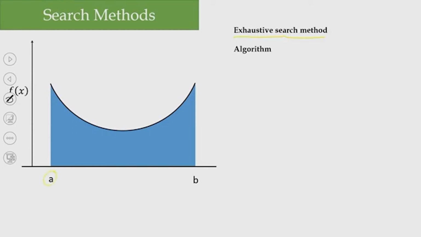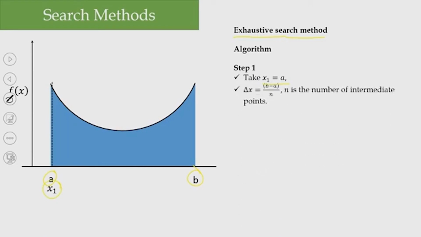Here, we have the lower bound and upper bound. The lower bound is A, the upper bound is B. We will start from the lower bound, so we consider x1 as a point equal to A. Then we take a delta x, that is the step length. Delta x is (b minus a) by n, where n is the number of intermediate points. So, I need n intermediate points, and I will get the step length.